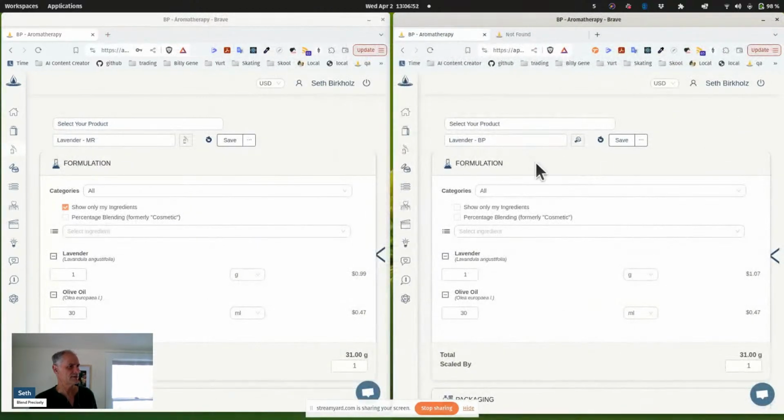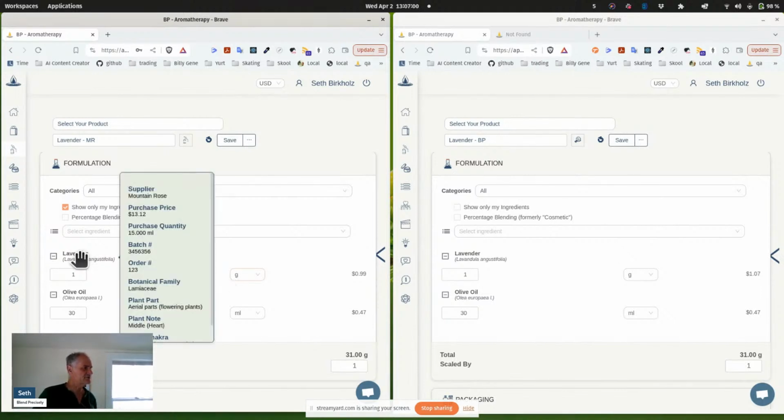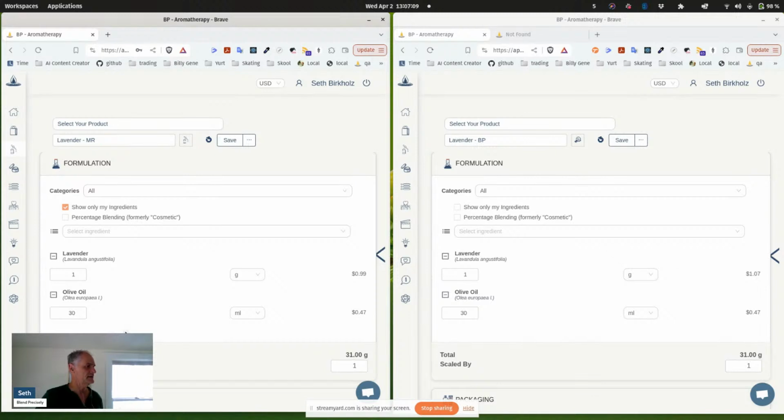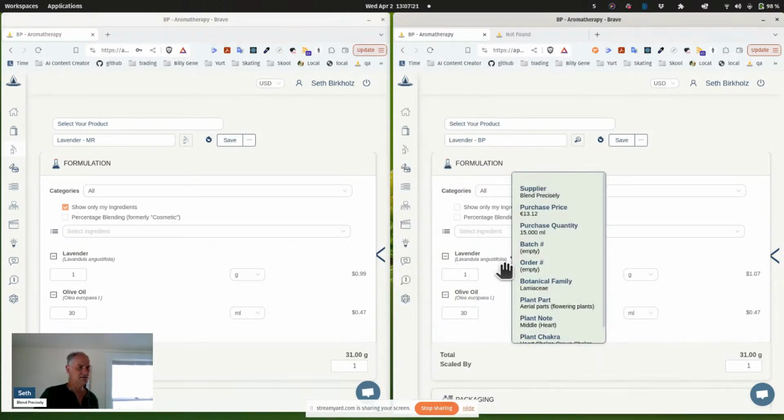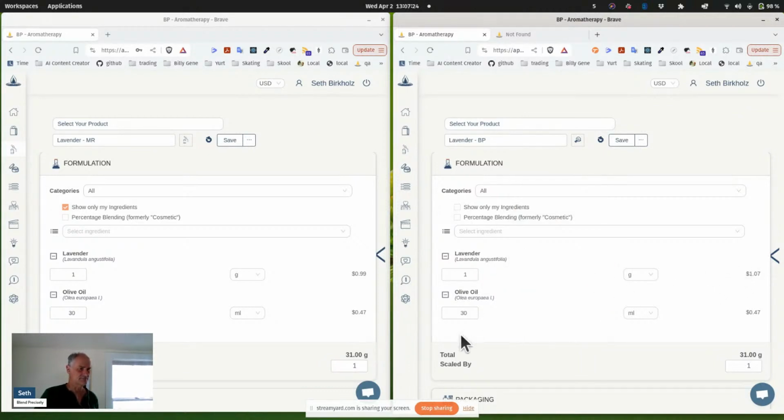So let me go back to the comparison in the formulations here. This lavender, you can see from just mousing over it, is the supplier Mountain Rose. I made it up. This is the one that has the density of 5. Because I have 1 gram, from the price per unit you can see that's 99 cents. If you look at the one from Blend Precisely, it is $1.07. So this shows you that the price does change depending on density.